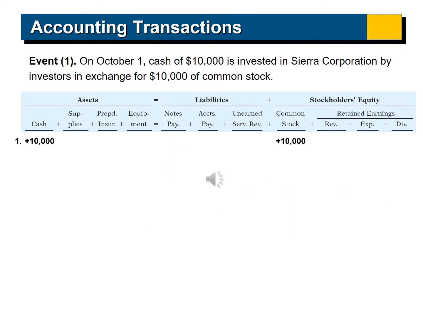In these next few slides, we're going to look at a few transactions and how they affect the accounting equation. The first event is on October 1, cash of $10,000 is invested in Sierra Corporation by investors in exchange for $10,000 of common stock. So what happens when the common stock is sold to the investors? Cash increases, so we increase the cash on the asset side, as you can see, $10,000 added in the cash column, and then also on the stockholders' equity side we have $10,000 added. So now the equation continues to balance.